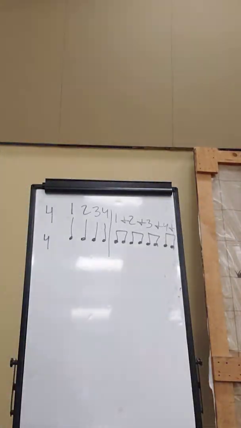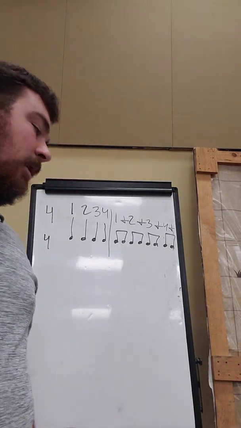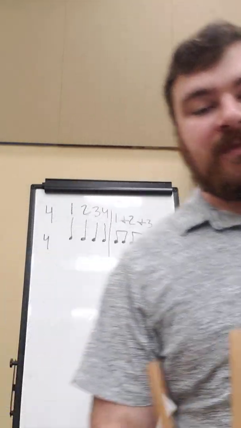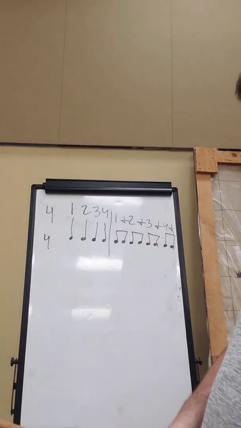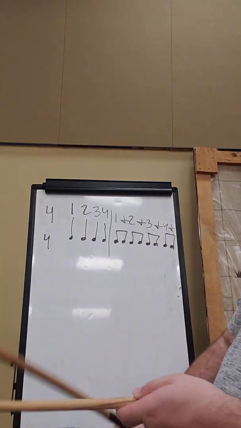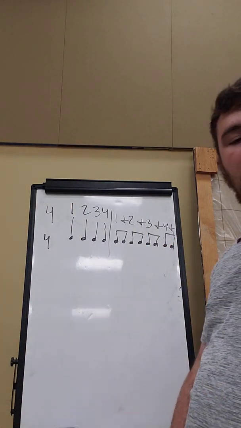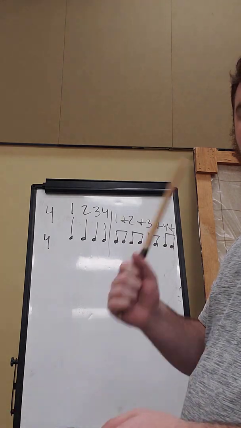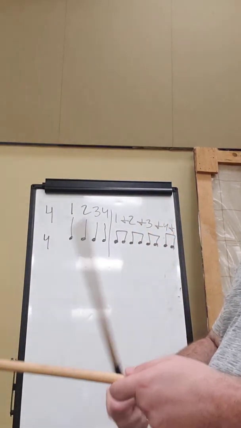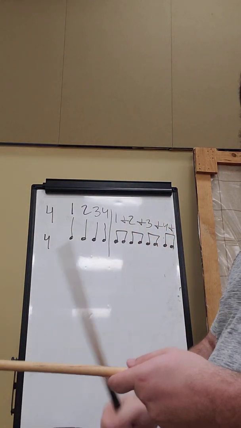If I was to click and count this, yes, I know I only did the first 2 measures of that first one. That's just because the last 2 measures are the same. So if I was to click and count this, it'd be 1, 2, 3, 4, 1 and 2 and 3 and 4 and. You notice how the eighth notes were faster. You as drummers play a lot of eighth notes, so just watch it again. 1, 2, 3, 4, 1 and 2 and 3 and 4 and.